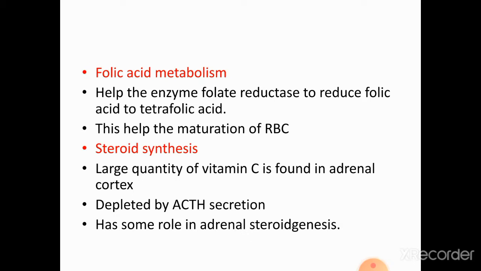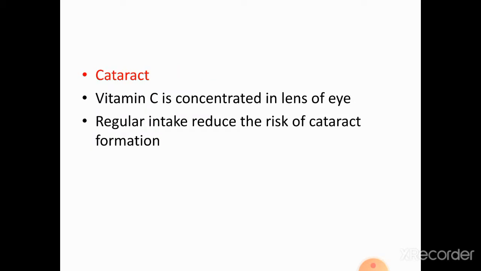And in folic acid metabolism, it helps the enzyme folate reductase to reduce folic acid to tetrahydrofolic acid, and thus helps in the maturation of RBC. Then vitamin C is also required for steroid synthesis. A large quantity of vitamin C is found in the adrenal cortex, which is depleted by ACTH secretion. So it is found to have some role in adrenal steroid synthesis.